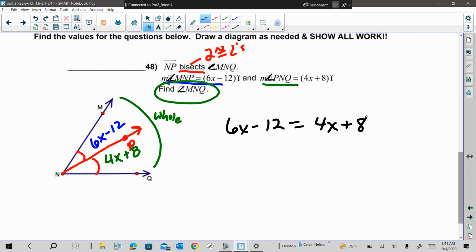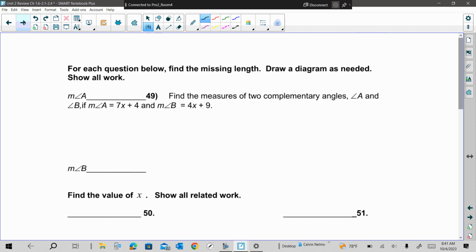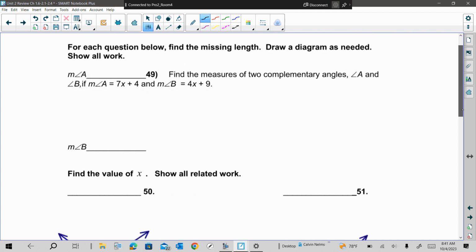And then on the last page here, some more special types of angles. Either I'm going to tell you with the actual term, with the actual verbiage, the word. So like on 49, we have two complementary angles. That's the key word. What does complementary mean? Yeah, they equal 90. Have a sum of 90. So that means my angle A plus my angle B equals 90 degrees. So that helps me set up my equation.